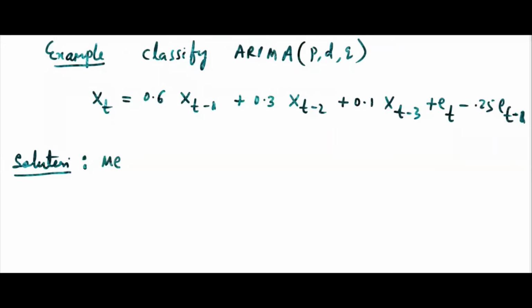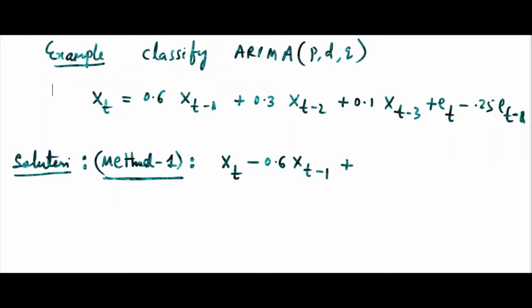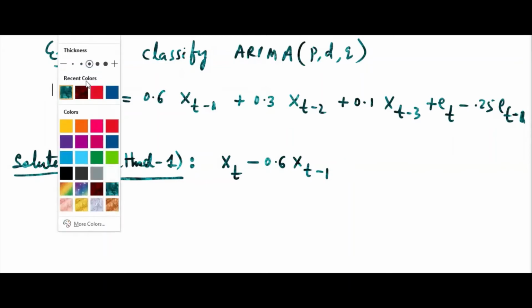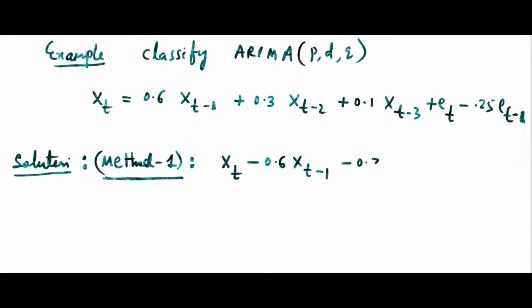So let me do it by method 1. You find all the 1 minus b factor here. How can you do that? You bring everything to the left hand side, 0.6 xt minus 1 plus, sorry, this is minus 0.3 xt minus 2 minus 0.1 xt minus 3, and keep these here, et minus 0.25 et minus 1, this way.